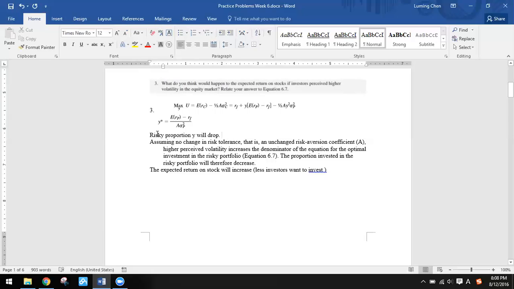So investors will invest less in the risky assets. So the expected return on stocks must rise because fewer investors want to invest in the stock. So the stock must provide much more compensation for the risk.